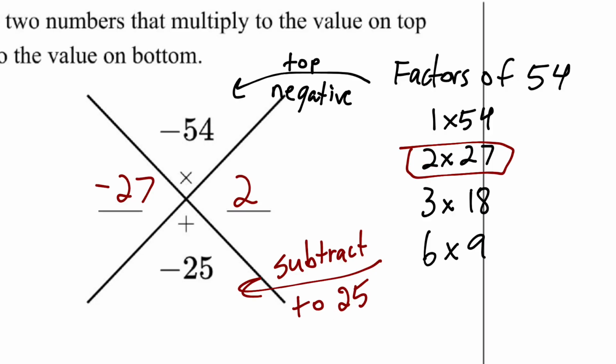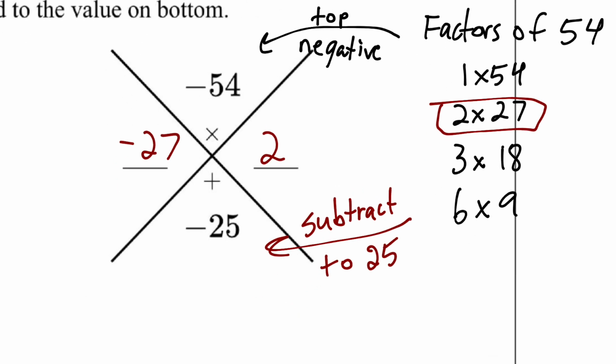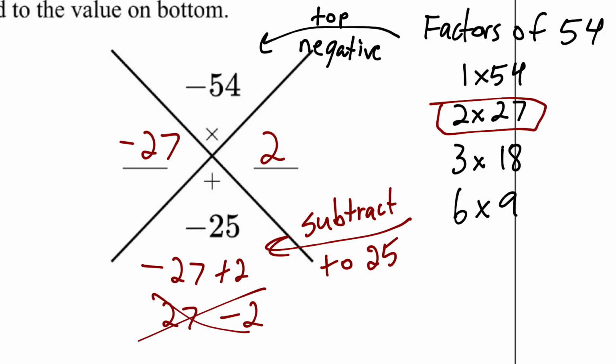So the choice is, how do I know which one is negative? Well, guess and check. Does negative 27 plus 2 work? What about 27 minus 2? That one does not work. So the 27 has to be the negative one.